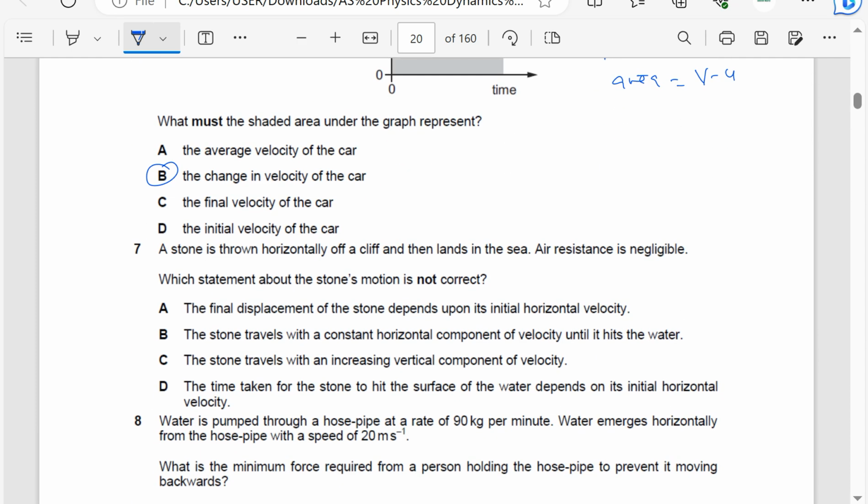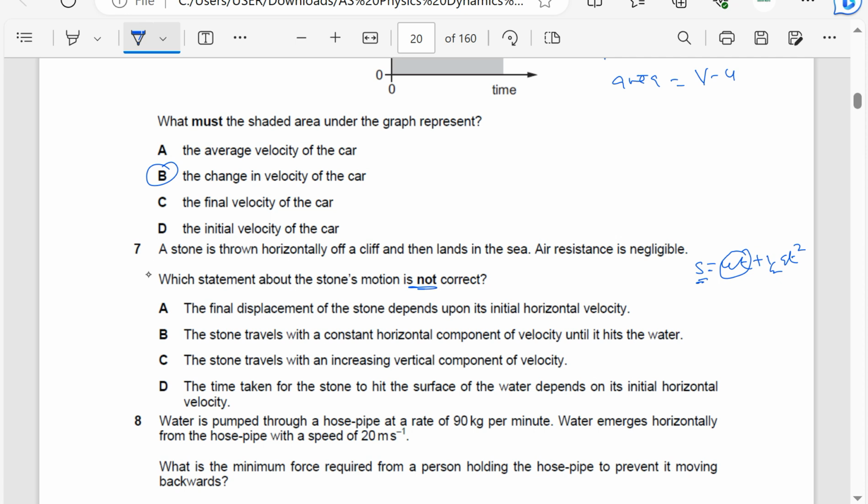A stone is thrown horizontally off a cliff and then lands in the sea. Air resistance is negligible. Which statement about the stone's motion is not correct? The final displacement of the stone depends upon its initial horizontal velocity. The stone is thrown horizontally. Final displacement, let's check: s equals ut plus a half at squared. Of course, if I consider vertical motion, initial velocity is 0, so the displacement is not necessarily depending on its initial velocity.